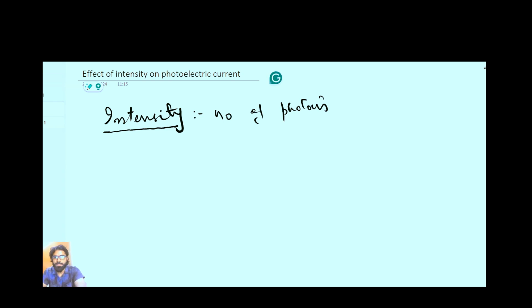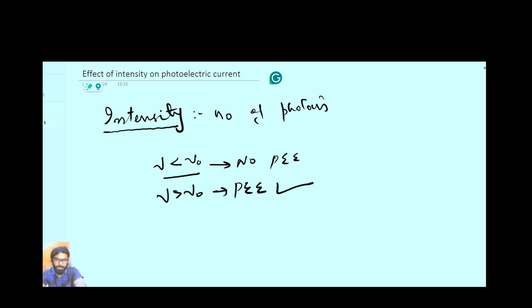So here we have to understand the effect of this intensity on the photoelectric current. We know if the frequency of the photon is less than the threshold frequency, no photoelectric effect will take place. It must be greater than the threshold frequency so that the photoelectric effect will take place.